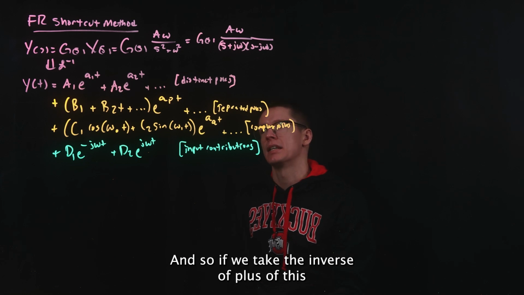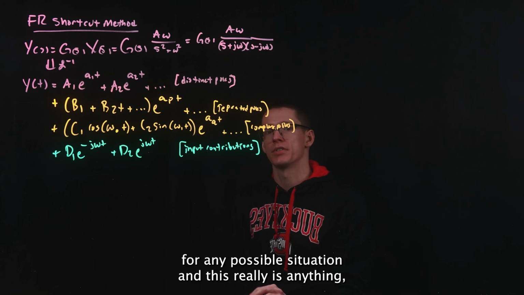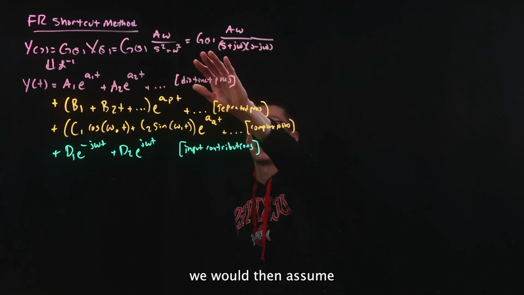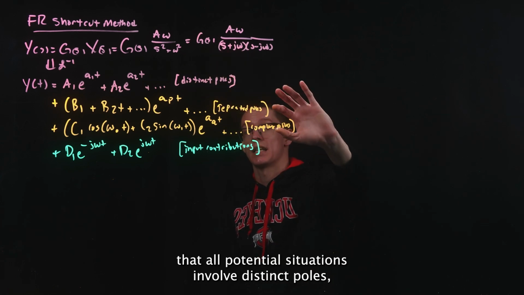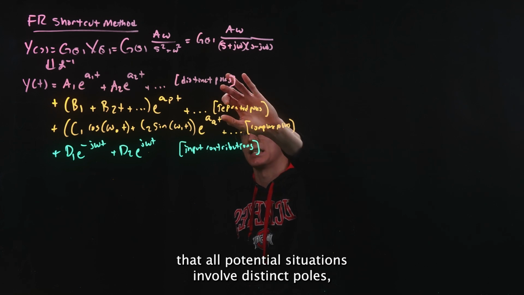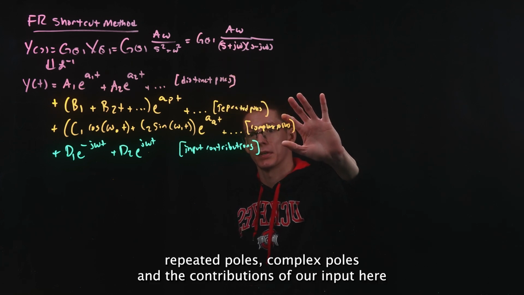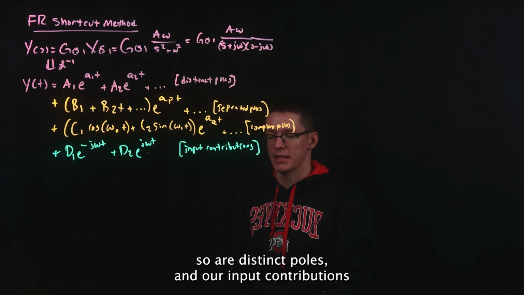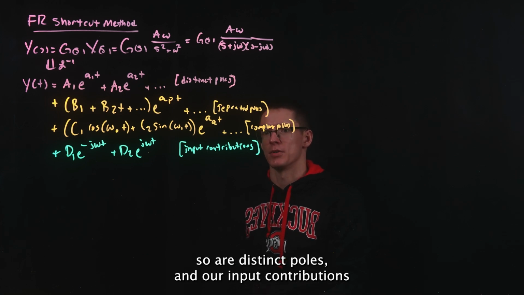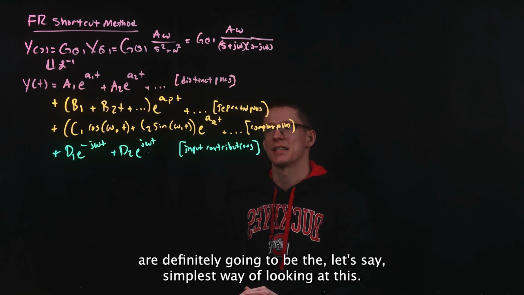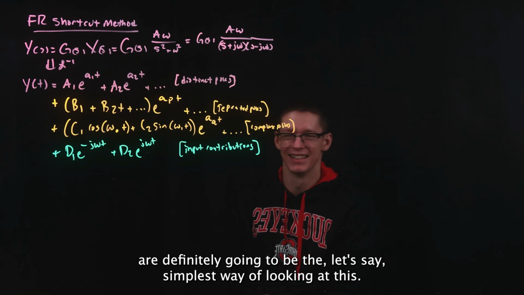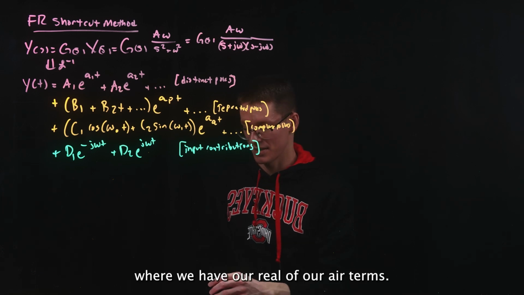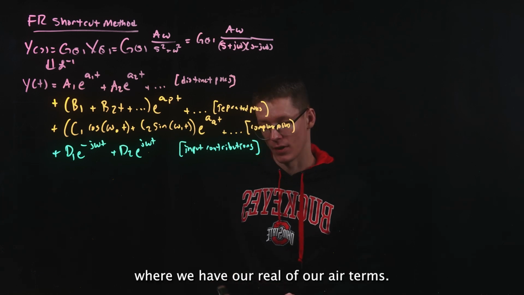And so if we take the inverse Laplace of this for any possible situation, and this really is anything, we would then assume that all potential situations involve distinct poles, repeated poles, complex poles, and the contributions of our input here. So our distinct poles and our input contributions are definitely going to be the, let's say, simplest way of looking at this. But in reality, we really only want to consider this where we have the real part of our terms.